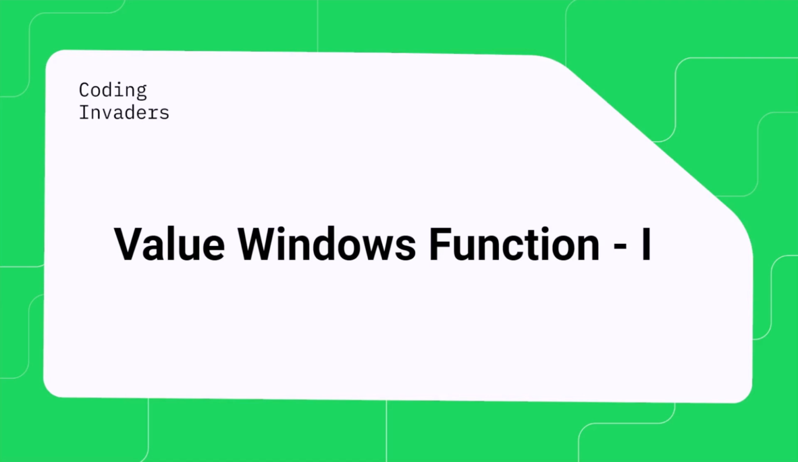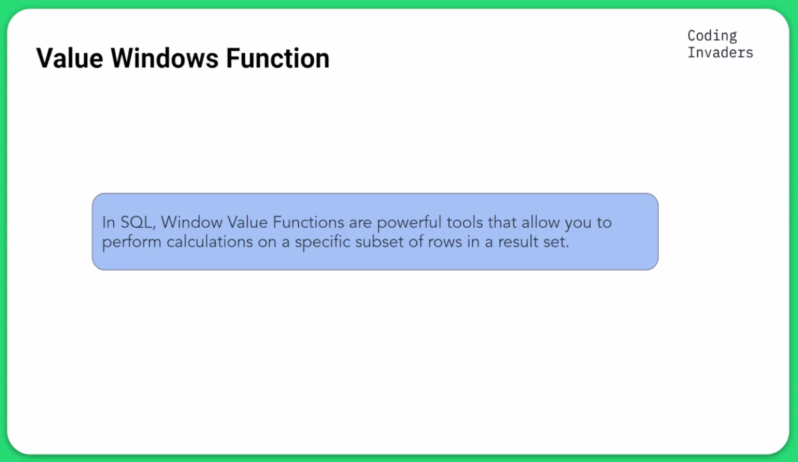So value window functions are very powerful tools that allow us to perform calculations on a specific subset of rows. So I can compare the current row with the previous row or the next row or the first row of the partition. That kind of flexibility is provided by value window functions. We will look at how we can do this using these functions.